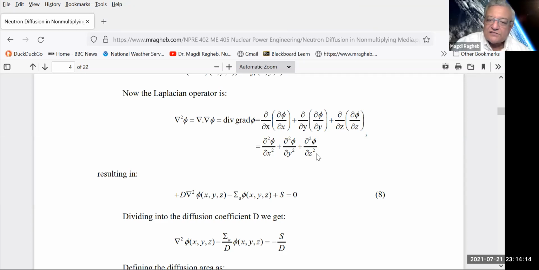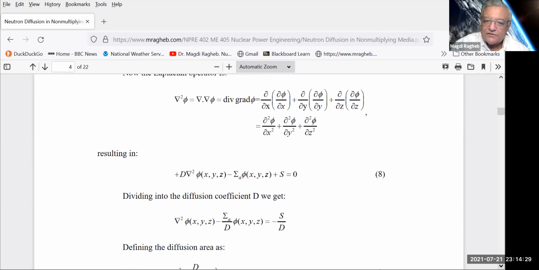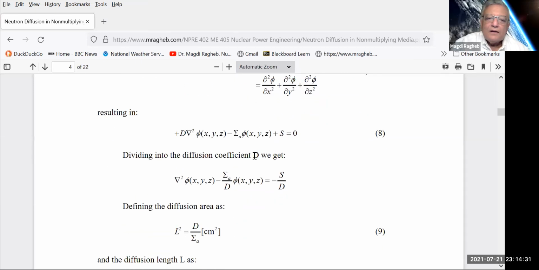and the equation takes different forms depending on whether we have a Cartesian geometry like a cube, a parallelepiped, or a cylindrical geometry, or when we deal with a sphere. We'll start by dealing today with a sphere because it gives us the simplest solution to the problem.